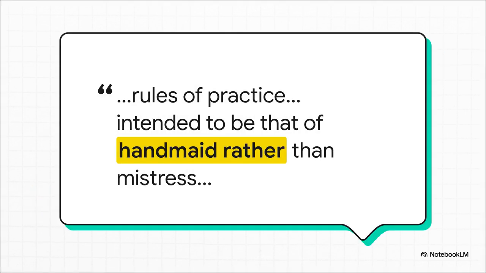And if you want the philosophy behind this power, look no further than this incredible quote. The relation of rules of practice to the work of justice is intended to be that of handmaid rather than mistress. What does that mean? It means the rules are here to serve justice. They're the assistant, not the boss.